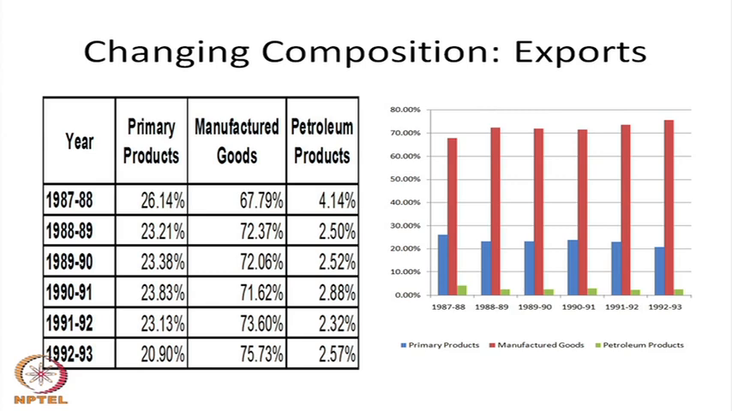From 1987 to 1992-93, the primary products' share in the export basket reduced from 26% to around 21%. However, manufacturing goods increased from 67% to 76%. Similarly, the petroleum export side reduced from 4% to 2.57%. This indicates that after the economic liberalization in 91-92, to some extent the development of export baskets has taken place. The value addition side of export baskets increased. The value addition in the form of manufacturing goods has increased, and this has given more export revenue to India.